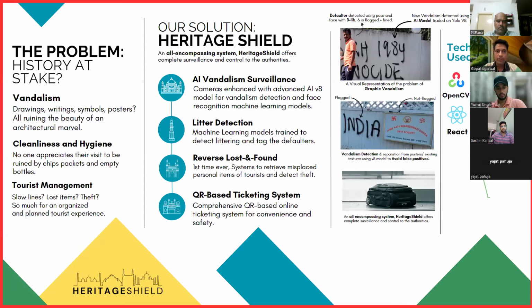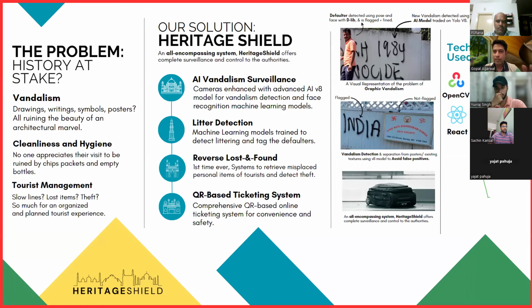Now, coming to our solution, the Heritage Shield, there are again four very simple 2-3 word headlines. After reading that, I get a clear idea of what the solution really is. There is AI vandalism surveillance, litter detection, reverse lost and found, and a QR-based ticketing system. I understood what they are trying to make. And even after that, you see the photos that were added. We have shown a lot just by the visuals. Even in 5 seconds, a person will understand, okay, they are trying to solve the problem of vandalism by using AI to detect it, right?